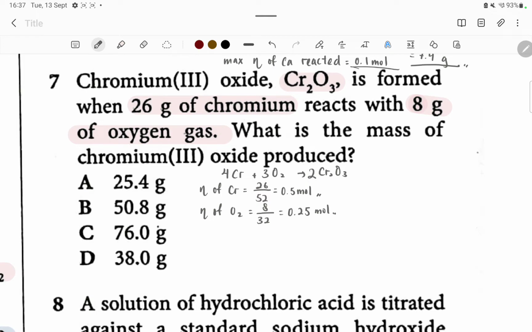But the mole ratio should be 4 to 3. So we know that oxygen is in excess. Because 0.5 mole, if you multiply with 3 over 4, you should get something about 0.375 mole. So, oh no, so this one should be the excess. This one is the limiting.